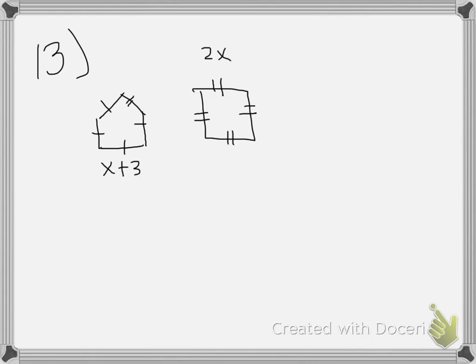All right, so the first thing we want to do is be careful here, because they're telling you that the two shapes are equal. We also need to know that regular means that they all have the same length. So when it says regular shapes, that means their sides and angles are the same. So this shape here has five sides, so we're going to say 5 times x plus 3, because this is x plus 3, this is x plus 3, this is x plus 3, they're all x plus 3. This one is a square, and we're told they're equal, so it's 4 times 2x.